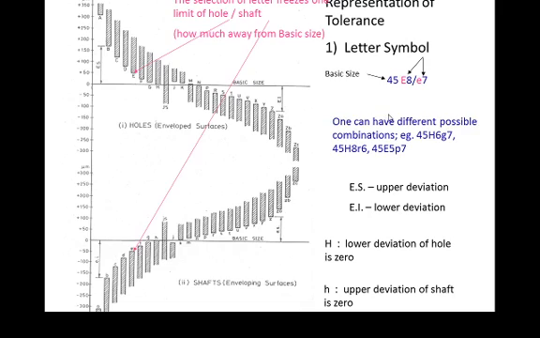Now let us have one example. Suppose we have a system 45 E8 e7. This pictorial view shows the different clearances and tolerances. ES shows the upper deviation and EI shows the lower deviation. A capital letter is used for the hole and a small letter for shafts. Now 8 and 7 are the fundamental tolerance grades. There are 18 fundamental tolerance grades, that is IT1 to IT16, IT01 and IT0.